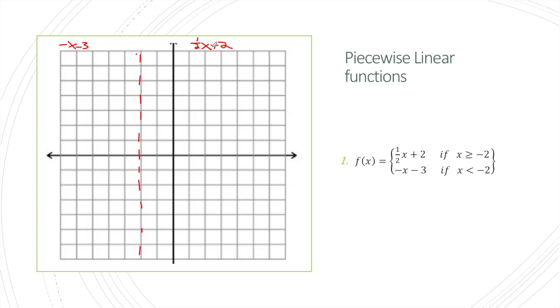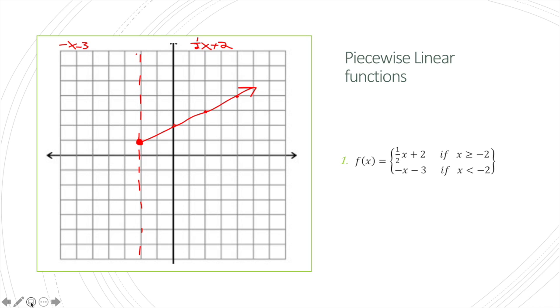I know how to graph a line, so let's do it. So I have 1/2 x plus 2. Positive 2 gives me my y-intercept. My slope is 1/2, so I go up 1 over 2, up 1 over 2. I'm going to go ahead and graph my line. I'm going to put a solid dot on our boundary, right, because our boundary is included for this function. So here we have our line.